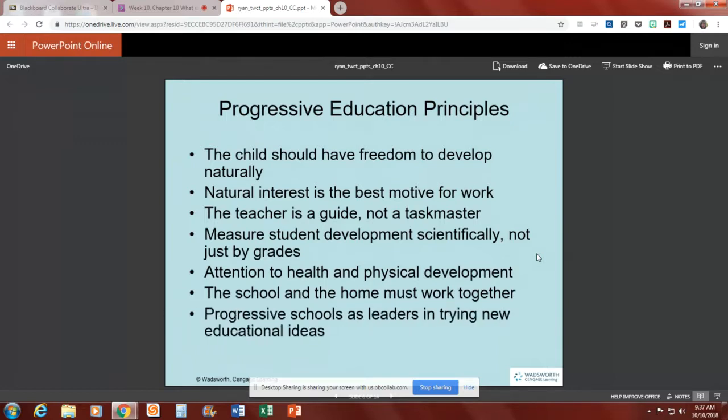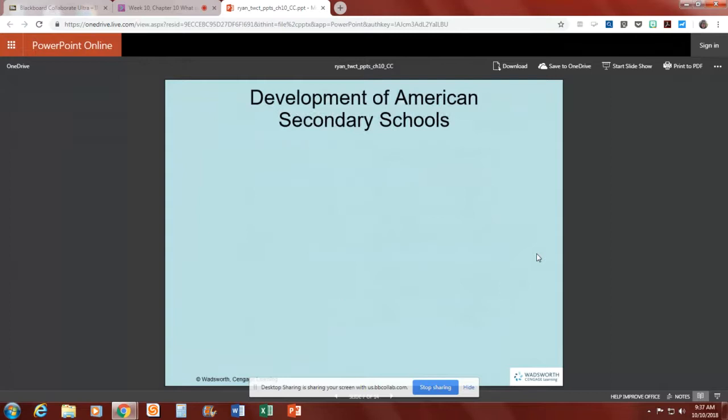And lastly, number 7 is that progressive schools are leaders in trying new educational ideas, and that the progressive schools really need to be the ones to promote those educational ideas. Okay, now let's look at the development of secondary education.